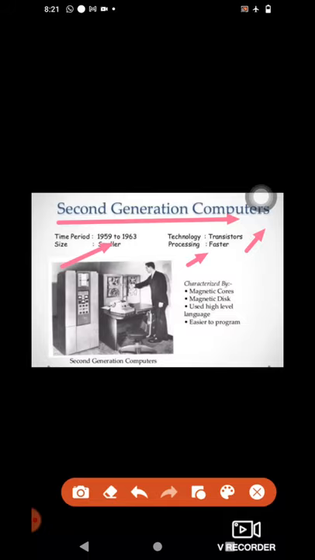Now, in case any of the students would want to make a note or write these notes, you can definitely pause the video, make notes and then continue further accordingly. Okay? I have done this for your understanding so that students don't face any challenges. It will be easier for you to learn. So these are second generation computers.